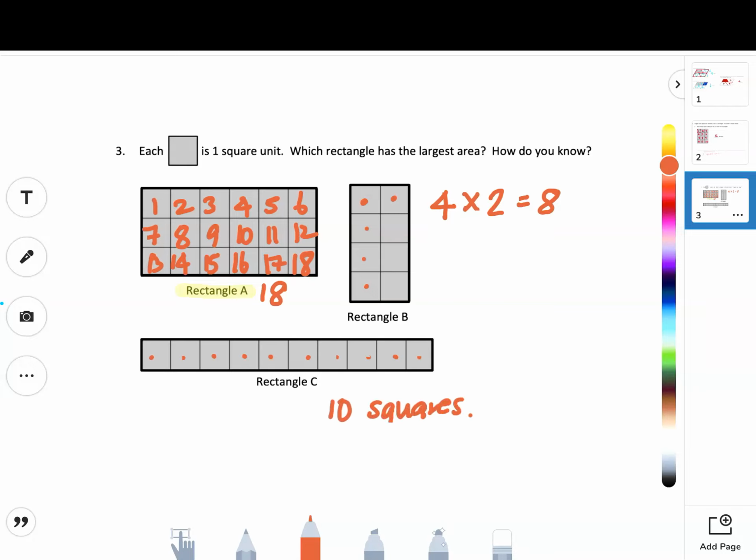So which rectangle has the largest area? This is the same as asking which one has the highest number. And that we know, it's rectangle A.